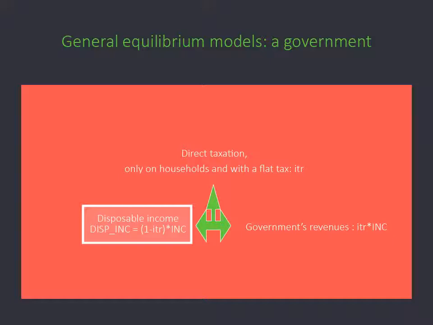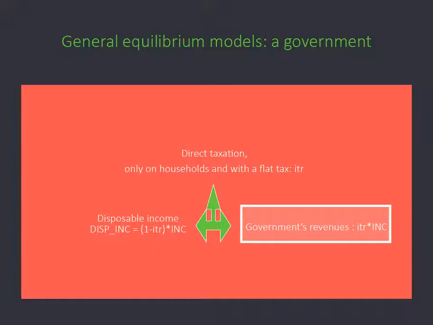And so it means that this disposable income is equal to 1 minus ITR, the rate of taxation, multiplied by INC. And so it means that it affects government revenues by increasing these government revenues by an amount which is defined by ITR multiplied by INC.